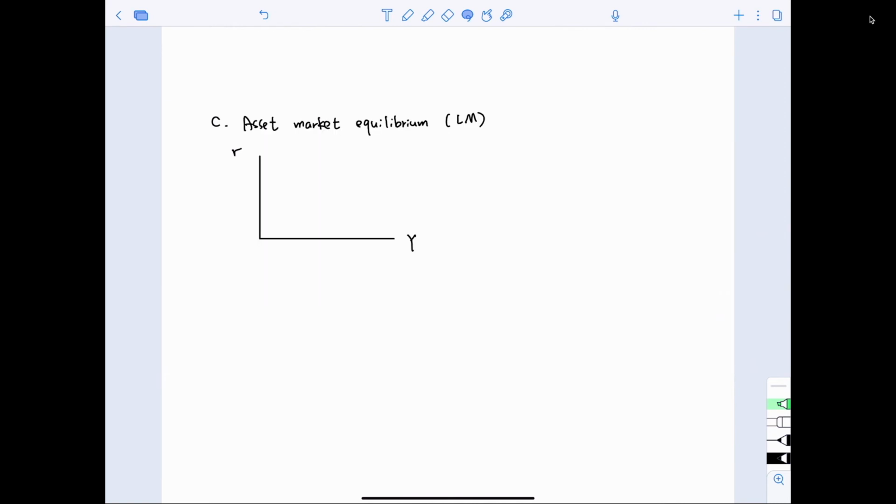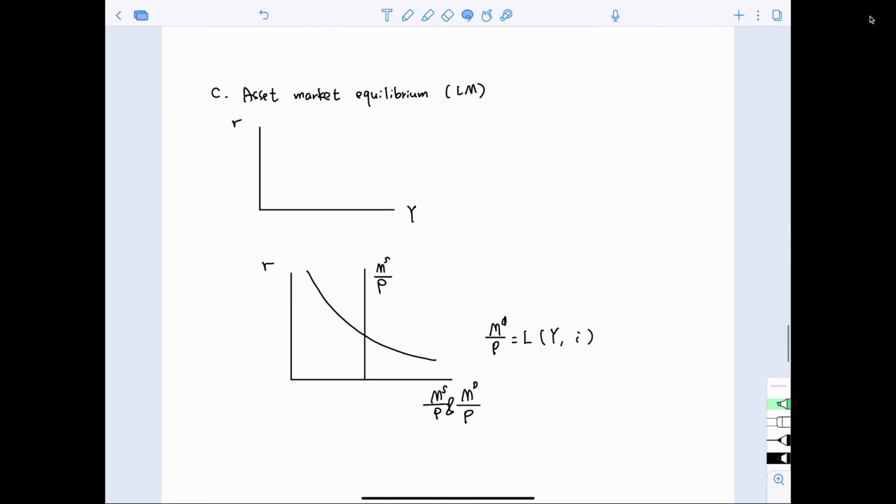So how about the asset market equilibrium? Again, when we want to come up with the asset market equilibrium, we want to identify the relationship between R and Y when the asset market is in equilibrium. So again, what we need to do is look at the money market equilibrium, because once the money market is in equilibrium, the asset market will also be in equilibrium. When we come up with the relationship between Y and R when the money market is in equilibrium, we will be able to draw the LM curve.